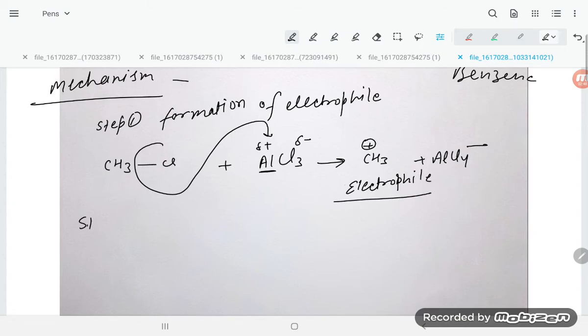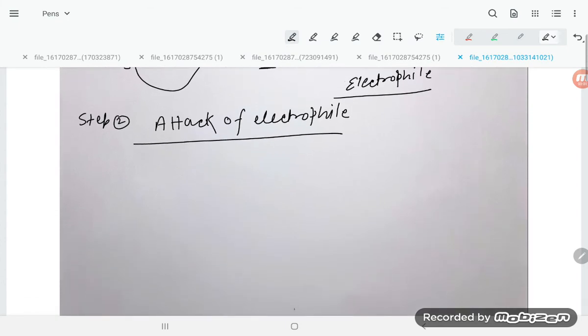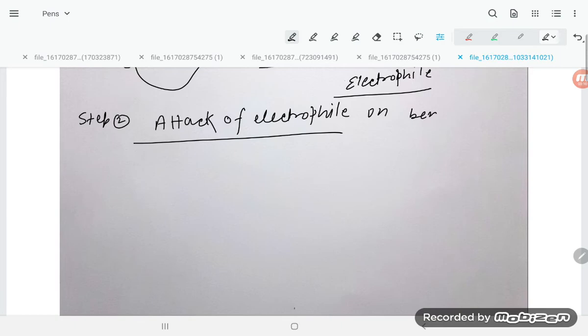If you talk about step number 2, dear students, step number 2 is attack of electrophile. This is the attack of electrophile. So you see, student, attack of electrophile. How can you understand attack of electrophile? So dear student, when you talk about attack of electrophile, where it will attack, where the electron density is high, on benzene ring. Dear students, if you see here, this is the benzene ring.